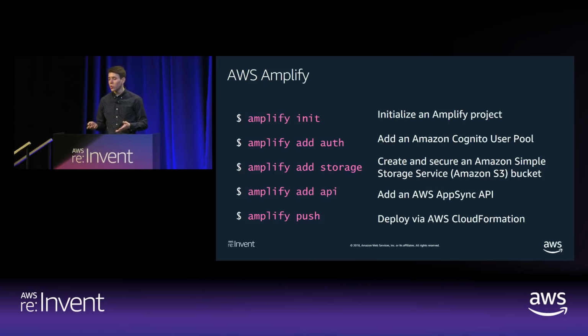There's amplify add storage. This will do things like create S3 buckets. It'll create DynamoDB tables for you. And you've got another one called add analytics that'll add the Pinpoint project. Add API is going to create a GraphQL API on AppSync. It also supports API Gateway. And then amplify push is what you use to basically compile all of those resources together, and then it'll deploy those resources to the cloud using CloudFormation.